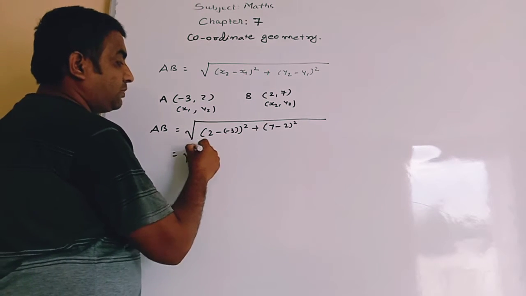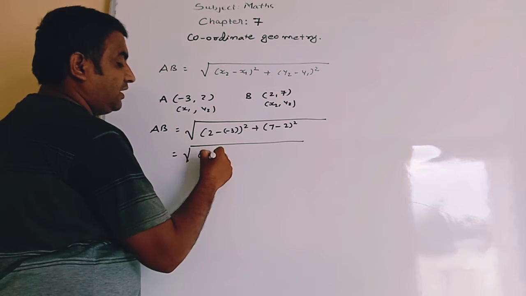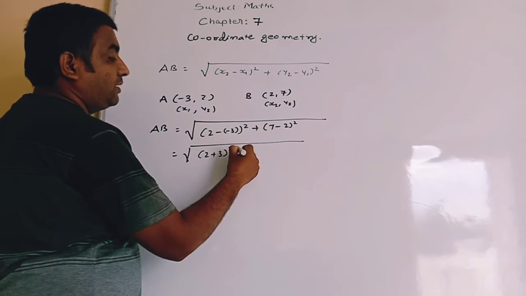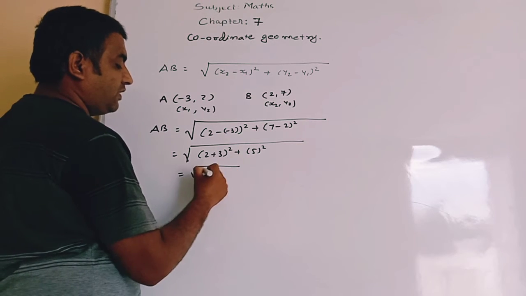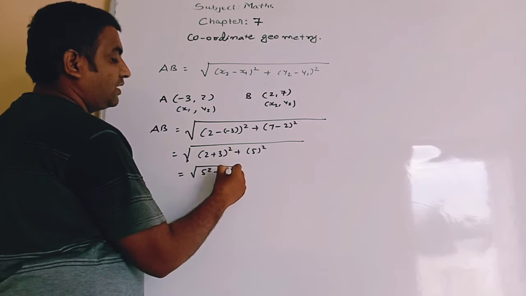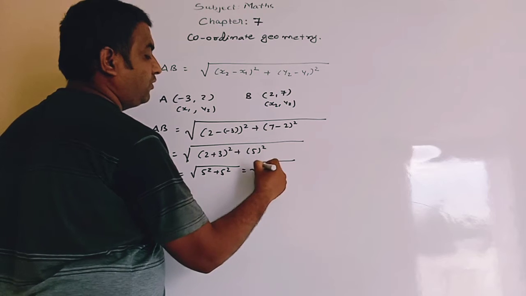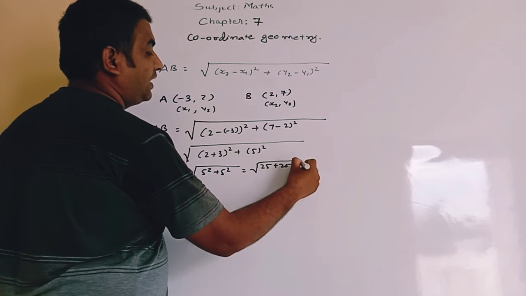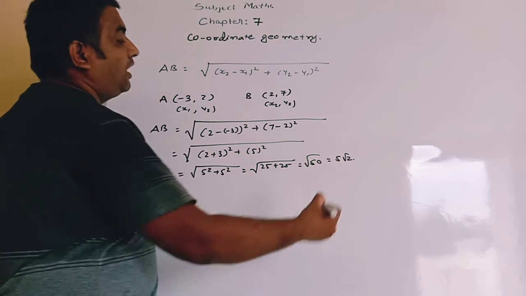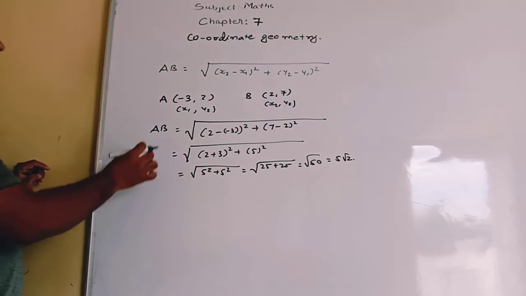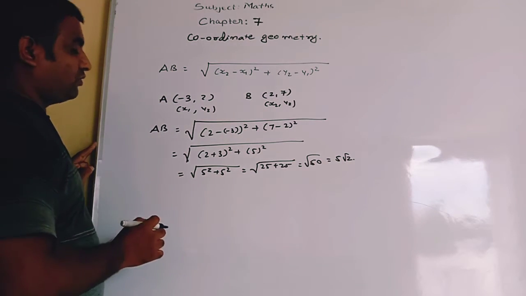So 2 minus (-3) is 2 plus 3, square, plus 5 square, and so it is 5 square plus 5 square, that is 25 plus 25, and that is 50, so it is 5 root 2, and so we can say that distance AB equals 5 root 2.